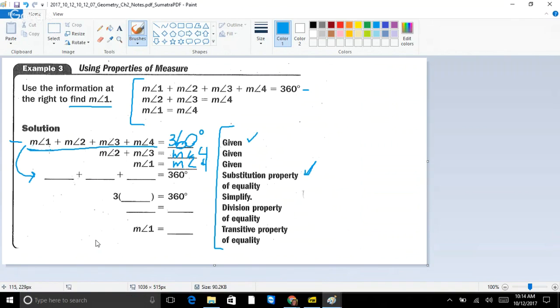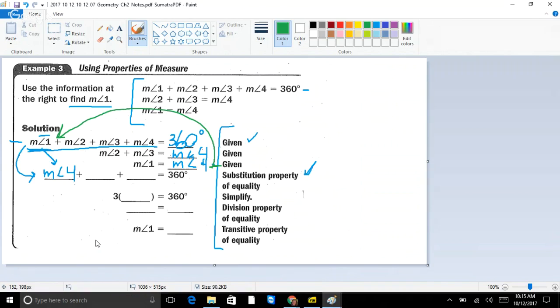So we know that the measure of angle 1, right here, is equal to the measure of angle 4. So instead of the measure of angle 1 in my equation, I'm going to write the measure of angle 4. I'm going to substitute one measure of the angle for the other. So I'm using the third given down here, and I'm substituting it into my first given. And I'm allowed to do that because of the substitution property of equality.